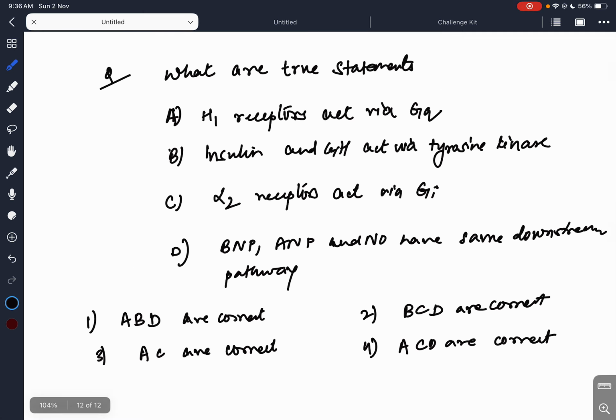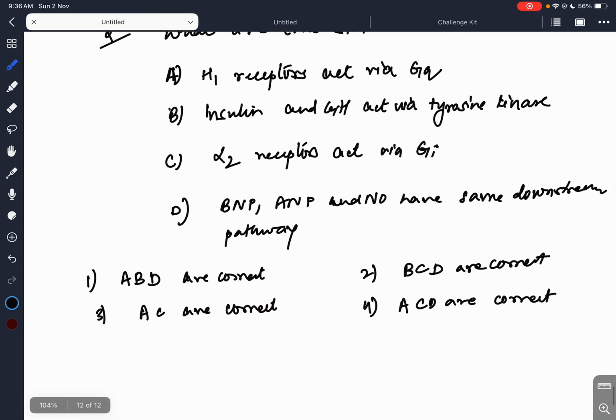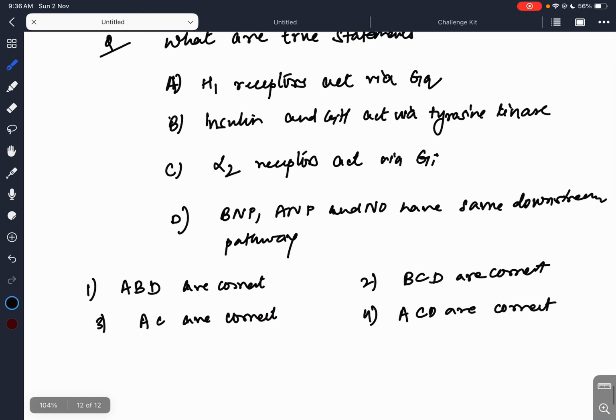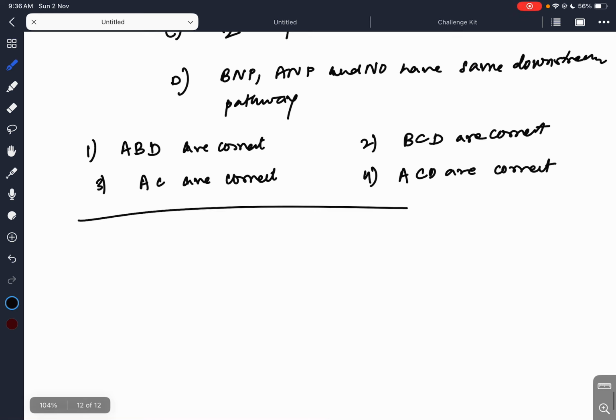So the first step, the preparation starts from here only, that you have studied and remembered your syllabus in the last 10 days. Only then will you be able to make out which receptor acts via which downstream pathway. So the first step was last 10 days revision. Now suppose a person knows that. Let's see what will go in his mind.